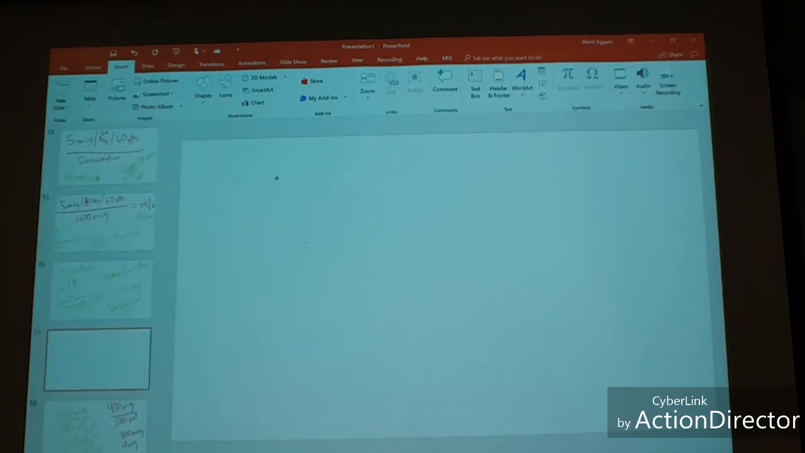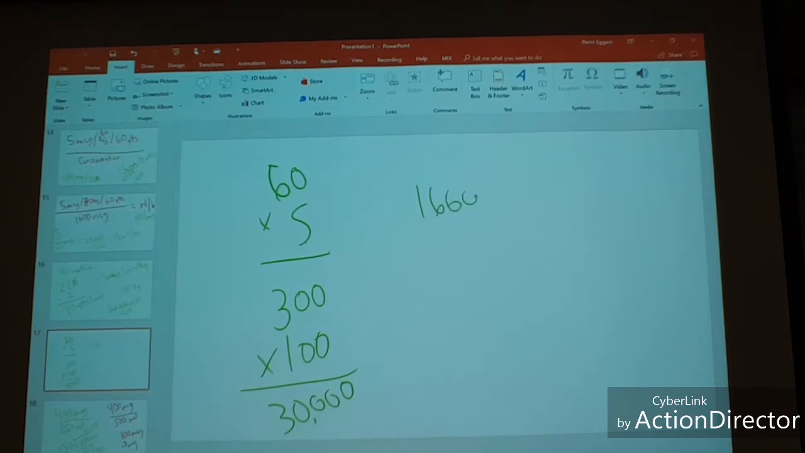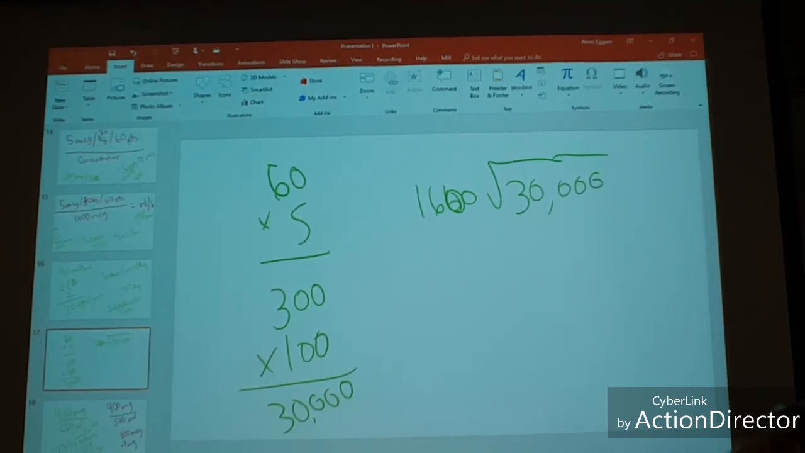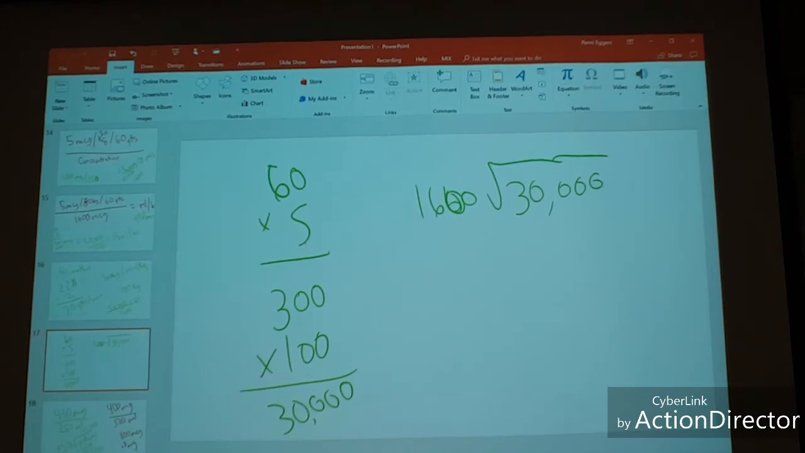So what's 60 times 5? Times that by my kilos. Now you see how this sucks? That's why we can make a 1.6, or we can make a 16 and move the decimal later. The 16 is a lot easier to put in, right?